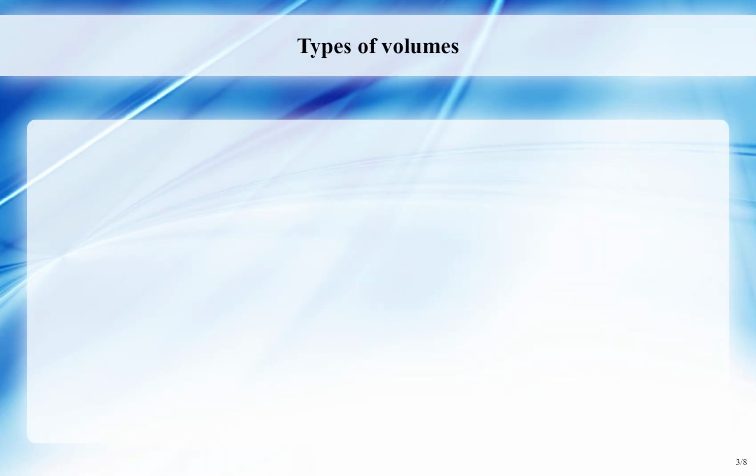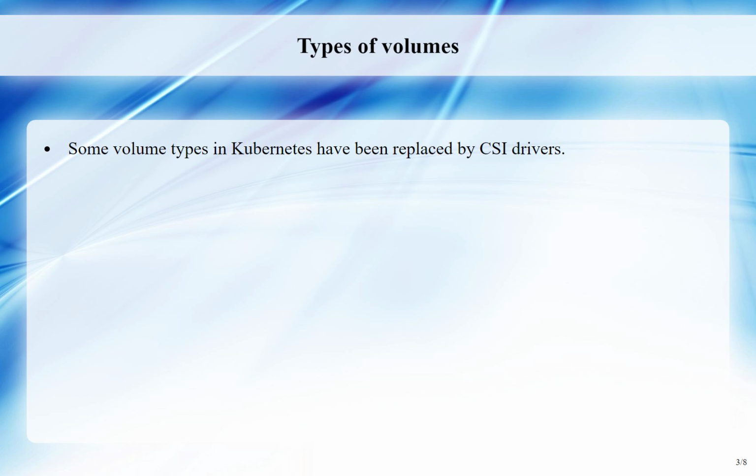Types of volumes. In Kubernetes, several types of volumes are supported, including AWS Elastic Block Store, Azure Disk, Azure File, CephFS, Cinder, ConfigMap, Downward API, EmptyDir, FC, GCE Persistent Disk, Git Repo, GlusterFS, HostPath, Image, iSCSI, Local, NFS, PersistentVolumeClaim, Portworx Volume, Projected, Secret, and vSphere Volume. Deprecated volume types such as AWS Elastic Block Store, Azure Disk, CephFS, Cinder, Git Repo, Portworx Volume, RBD, and vSphere Volume have been redirected to the Container Storage Interface (CSI) drivers.